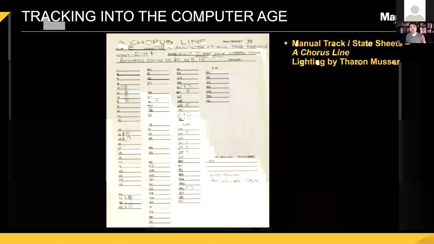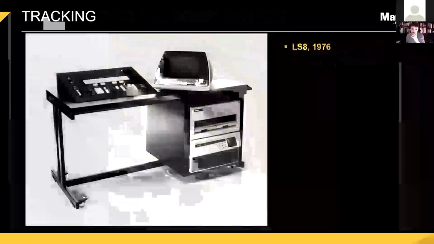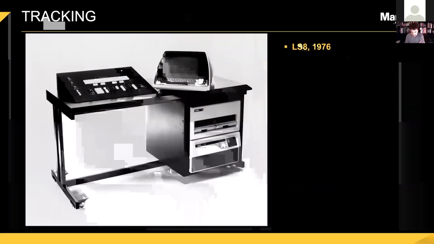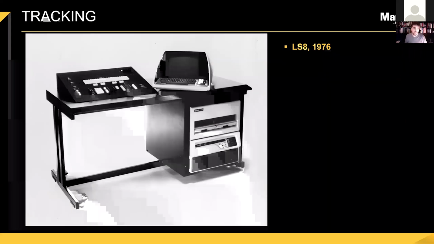Even when computers came, this is a Chorus Line track sheet, the first memory board used on Broadway, they still wrote it all down, because here's the thing, nobody trusts, sometimes rightly, the new technology when it first appears. So even when these computers came along, this is LS8, which ran A Chorus Line, people would still write things down because that was the ultimate fallback plan for when the computer went wrong. You could always go back to the paper.